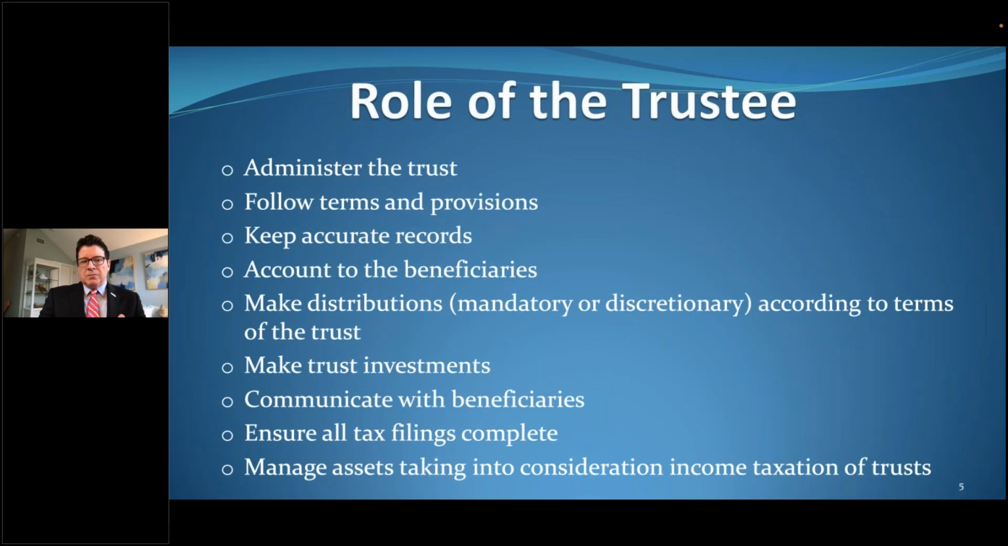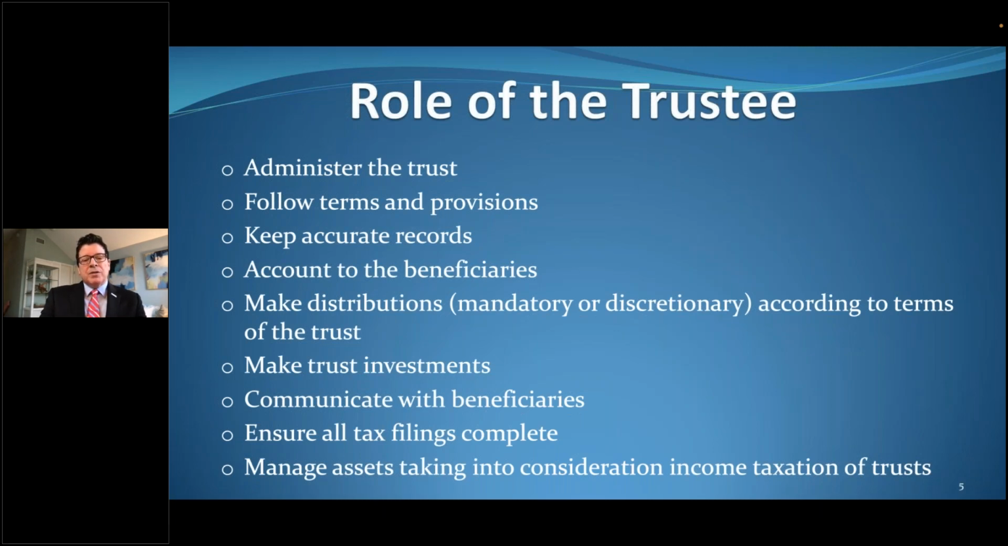This goes without saying. This is accounting to the beneficiaries. The beneficiaries have the right to information in this day and time. Make sure the distributions, whether they're mandatory or discretionary, are made according to the what? Terms and provisions of the trust. Make trust investments, okay? We have to have assets prudently invested. So the trustee has to understand how to do that and work with professionals 99% of the time, in my opinion, to do that.